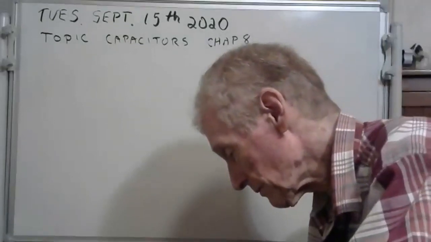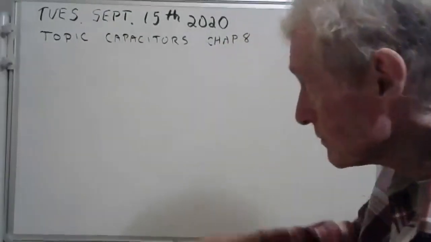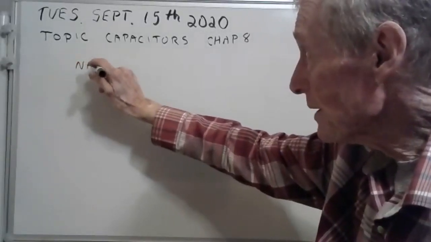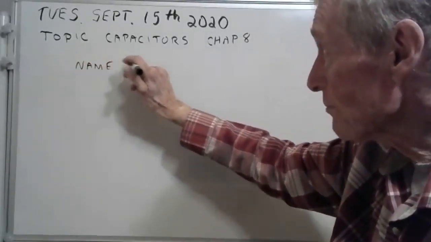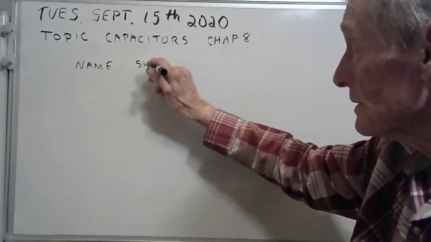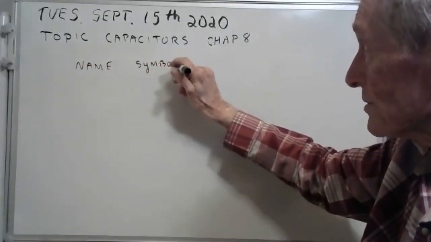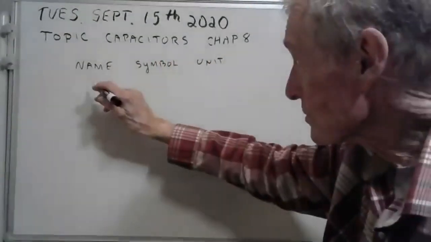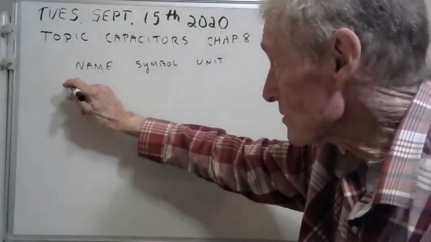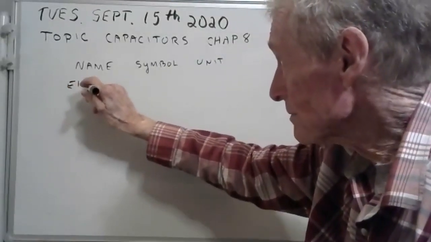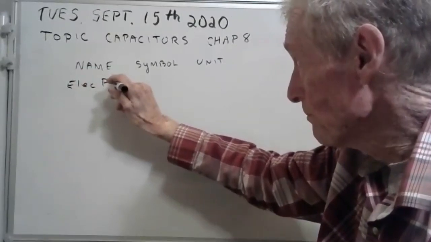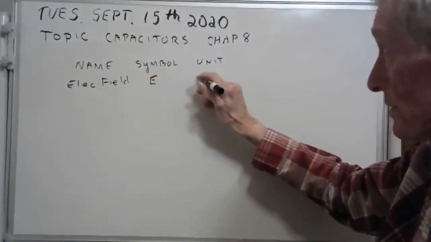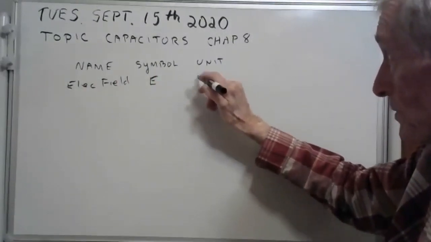Let me just go over that. See, there's a name, and there's a symbol, and there is the unit. Like, for instance, there's electric field. And the symbol is E, and the unit is newtons per coulomb.